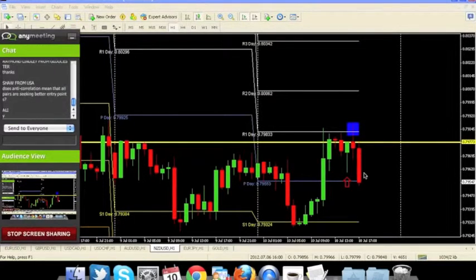Shaw says, does anti-correlation mean that all pairs are seeking better entry points? No, there is much more theoretical meaning behind it. But for the sake of speculators, for those of us who are just wanting to trade and pull out some profit out of the market, stick to that definition. So yes, it is just seeking a better entry point. That's all. So this is how you get precision in the market.